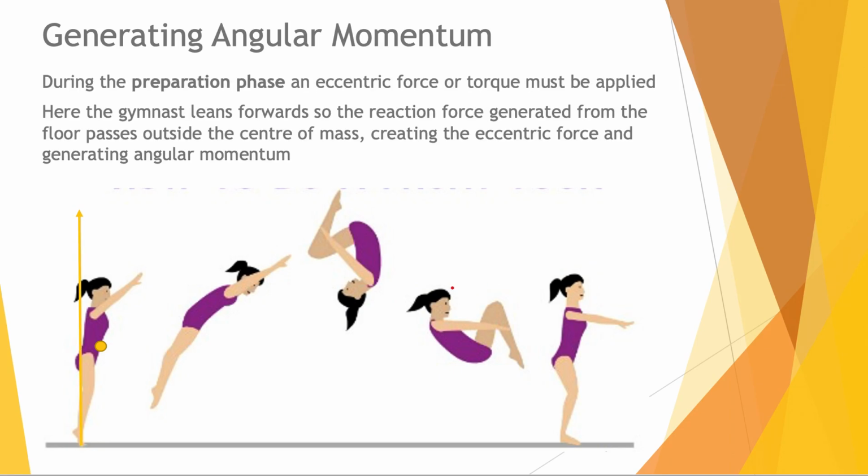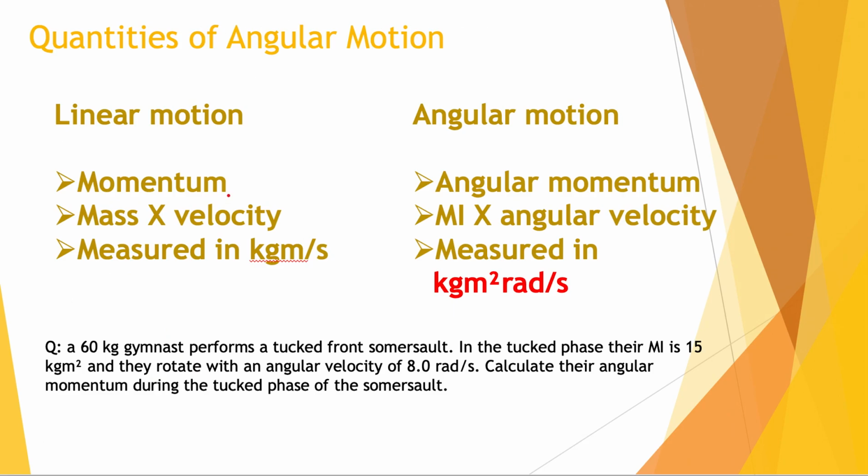So if you're not clear on this yet, it might be worth noting this down. You might be absolutely happy with this. So in the preparation phase, an eccentric force or torque must be applied in order to generate some angular momentum. So here the gymnast leans forward, so the reaction force generated from the floor passes outside of her centre of mass. It creates an eccentric force and generates some angular momentum.